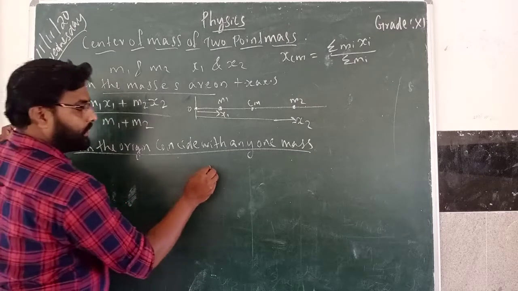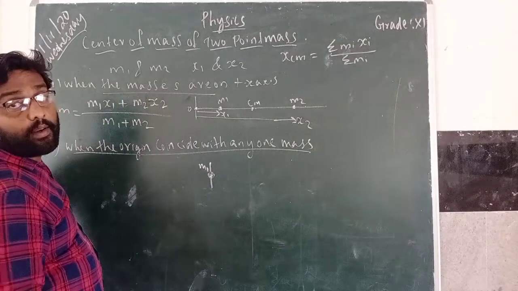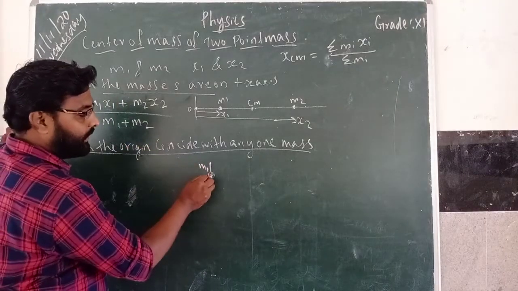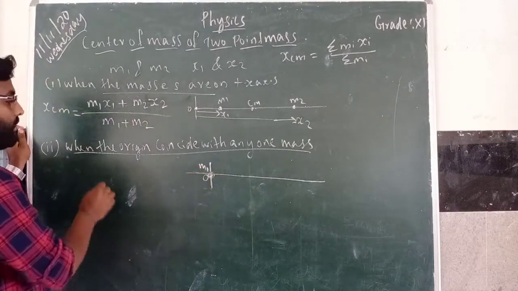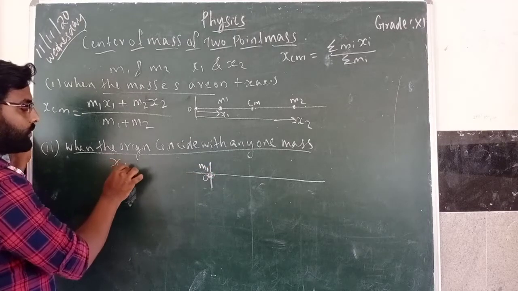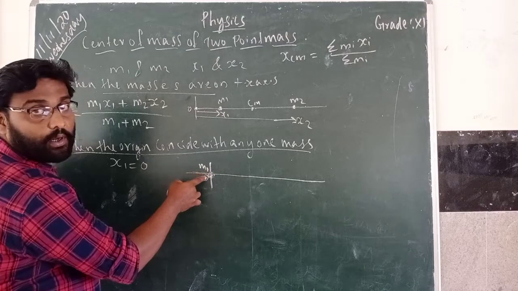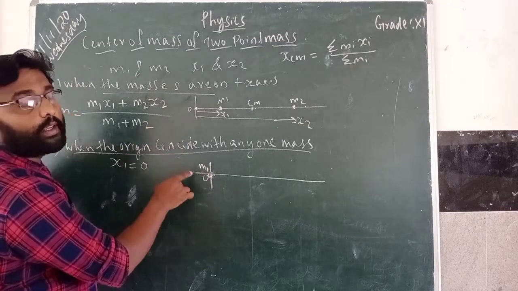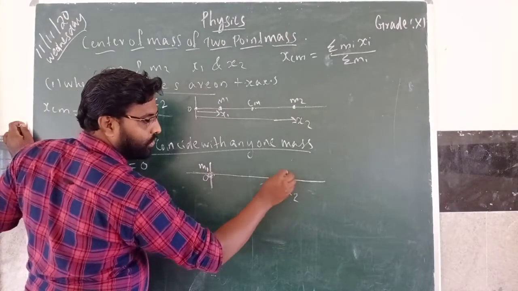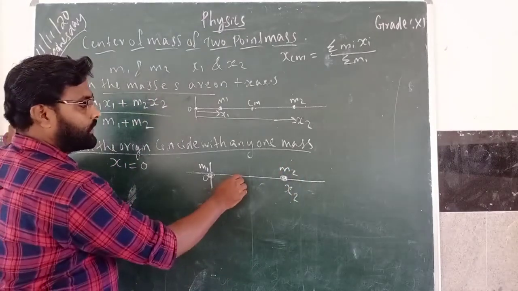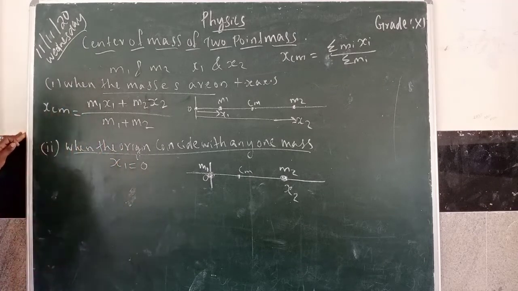Now you can write, you see, this is a diagram. The origin coincides with one of the masses. So the mass is at the position x1, and x1 is at the origin. Origin means 0, so x1 is equal to 0. Now mass m2 is kept at the position x2, and we can find the center of mass. Now you see x1 is 0. So from this formula, what can you tell?